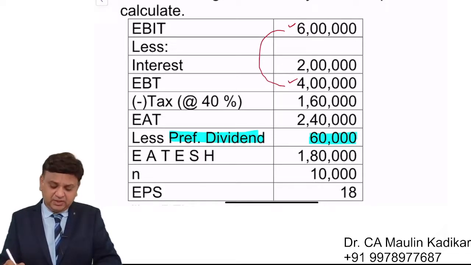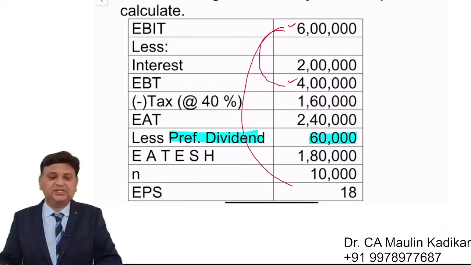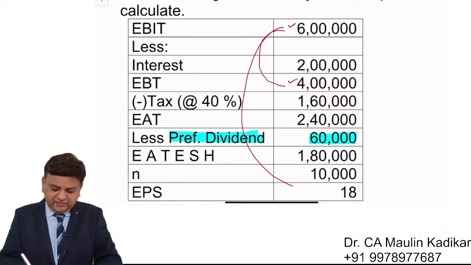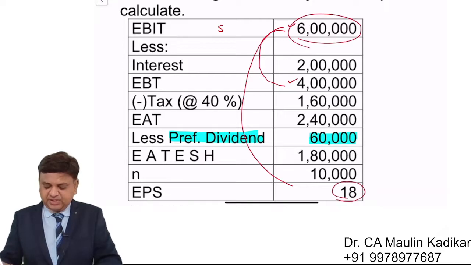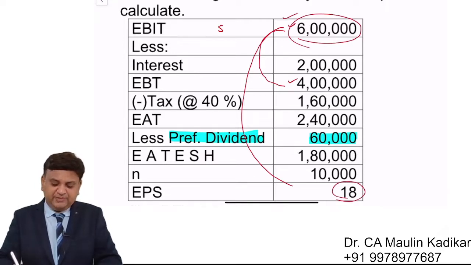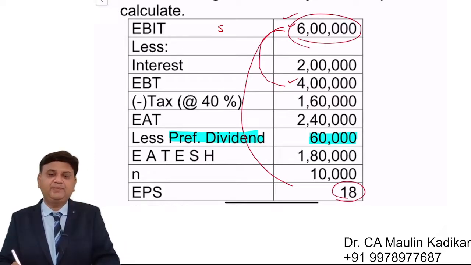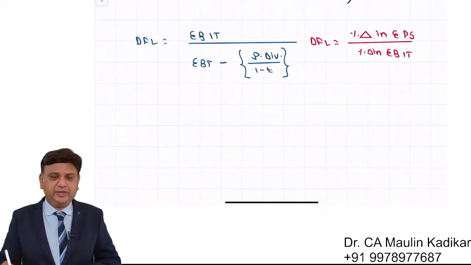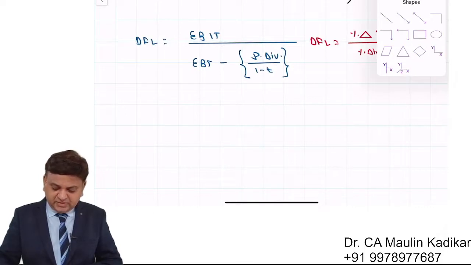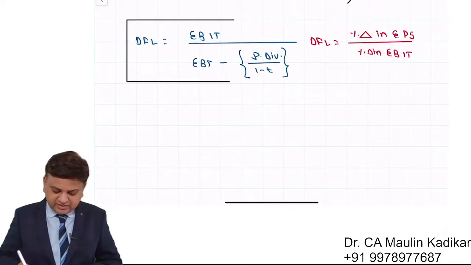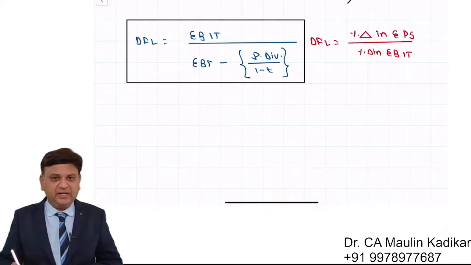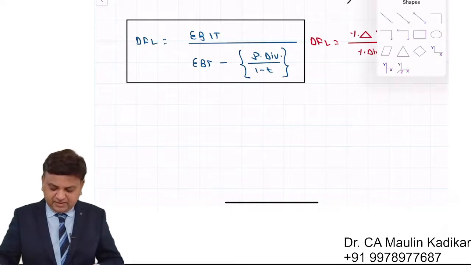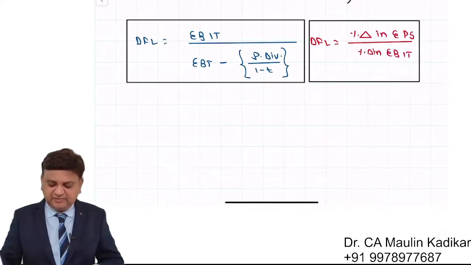And we will be able to measure that with the change in the EBIT, what is the change in earning per share. Suppose degree of financial leverage is 5, it measures that for every 1% change in EBIT, EPS will change at the rate of 5%. Suppose EBIT increases by 3%, then 3% into 5, EPS will increase at the rate of 15%. Let us come back to the point. Degree of financial leverage in this case will be calculated by using a formula like this: EBIT upon EBT minus preference dividend divided by 1 minus T. And this is the percentage change formula that we would be having.